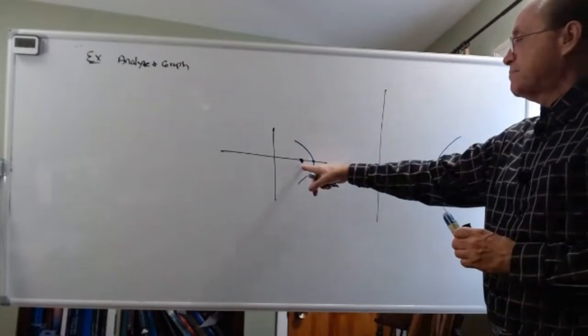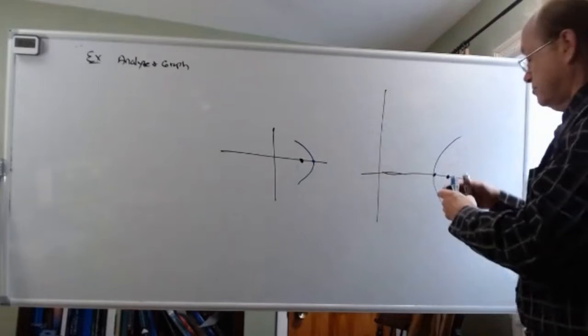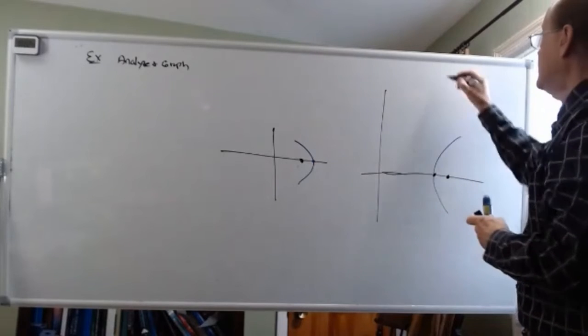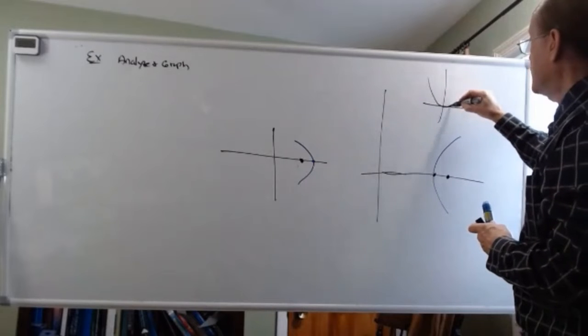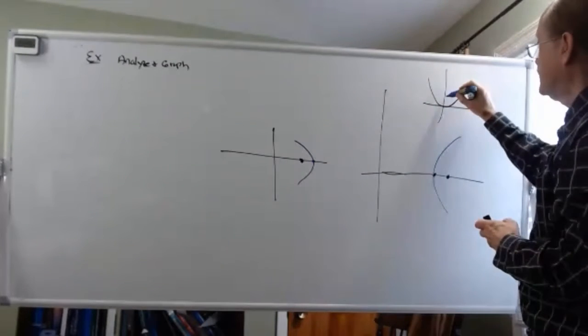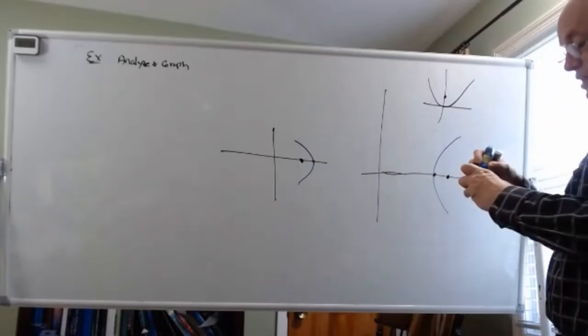And the same thing for the parabola. Remember the parabola opening upward. Well, that p-value is here, and that's a focus point, and the graph goes around that foci.